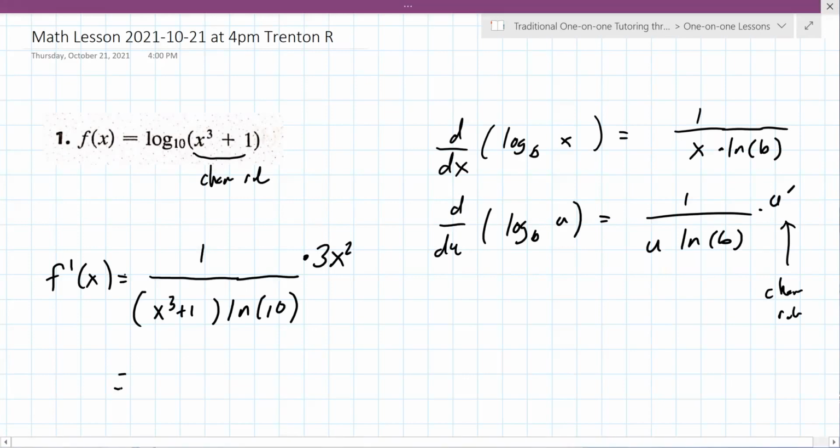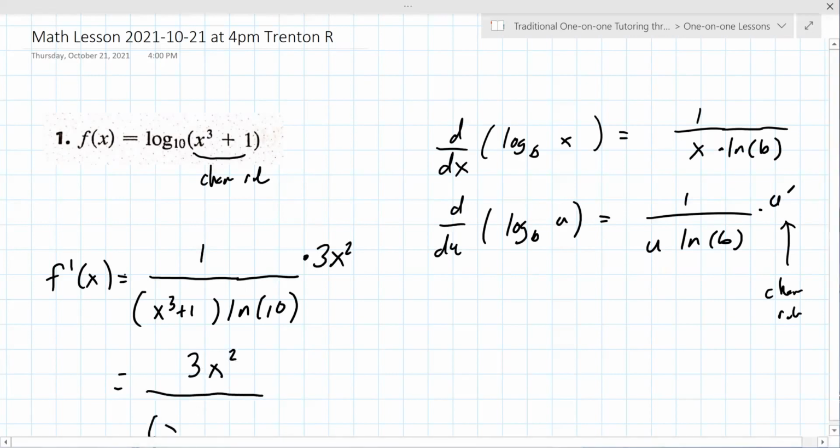Yeah, this one you can rewrite slightly. I mean, you can put 3x squared up top. You'll want to ask your instructor how important that simplification stuff is for him or her.